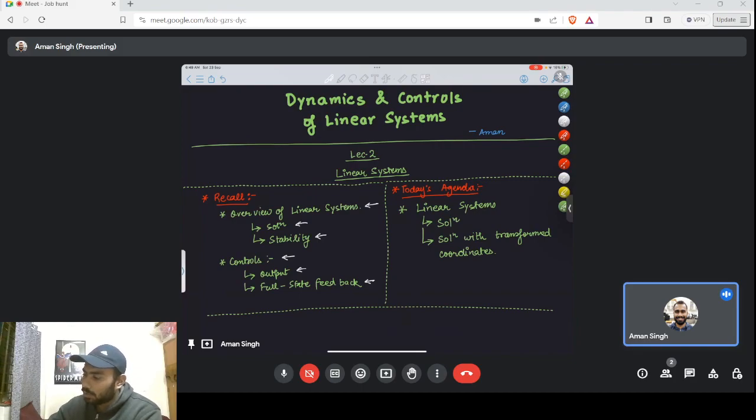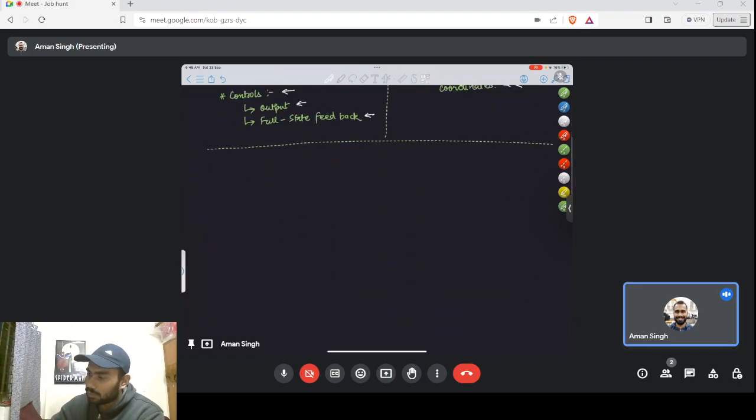Today, in today's agenda, we'll go deeper into linear systems, and into the solution of the linear system in particular. We'll also look at how the solution changes because of transformed coordinates, and why transforming the coordinates of a linear system is beneficial for us. So with that, we'll start the lecture.